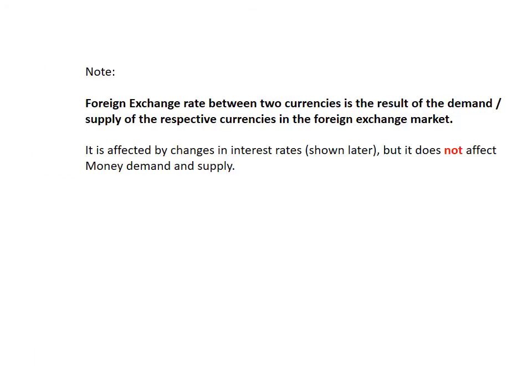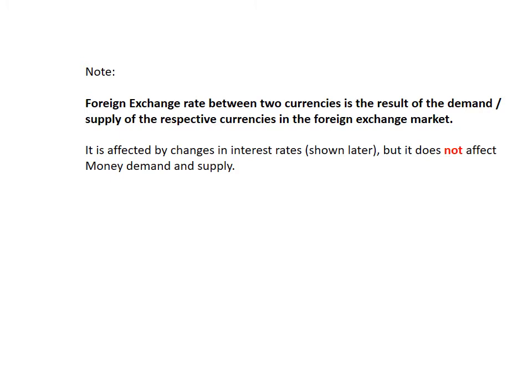Now, take note, foreign exchange is the result of the demand and supply of the respective currencies into the foreign exchange market. Okay, it has nothing to do with your domestic money demand, money supply. Okay, Sing dollar versus Australian dollar has a value because we go and change money. If we don't need to change money, we're just doing our own thing. All right, there's no foreign exchange rate.